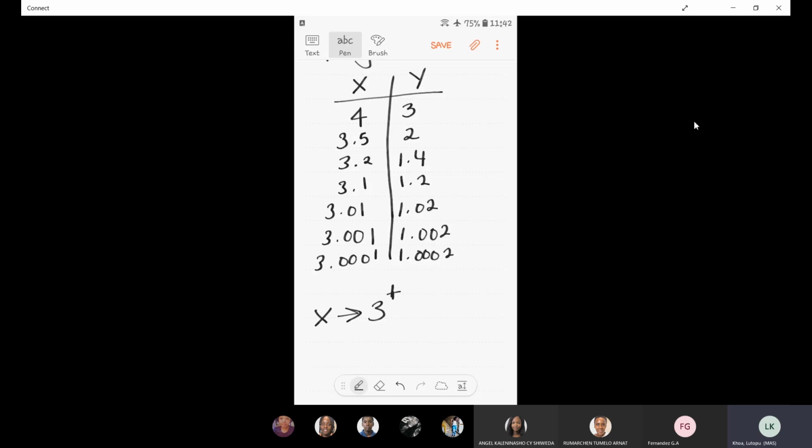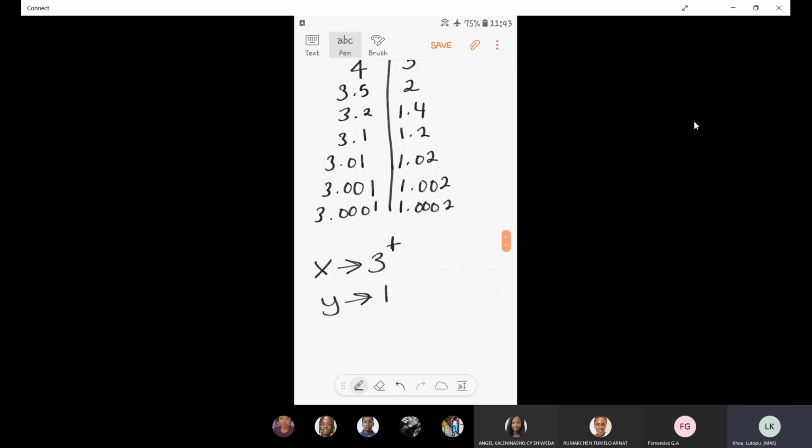So here we can see that when x is approaching 3 from the right hand side, the plus there just means that I am approaching x from the right, where numbers are bigger than 3. So I started with 4, 3.5, 3.2, 3.1. I substituted each of them into the equation, and then I see what I get. Now I look at my y values over here: first one was 3, then 2, 1.4, 1.2, 1.02, and so on. So I can see a pattern. These numbers over here are approaching 1. So it is approaching 1.